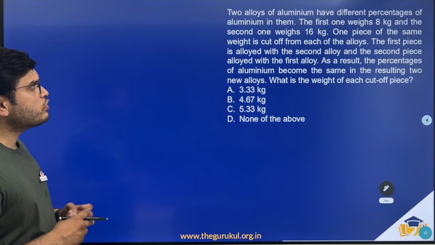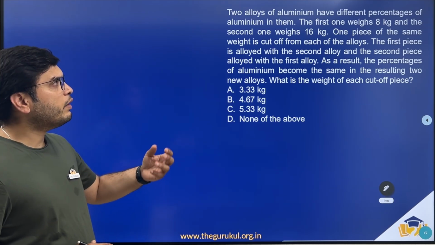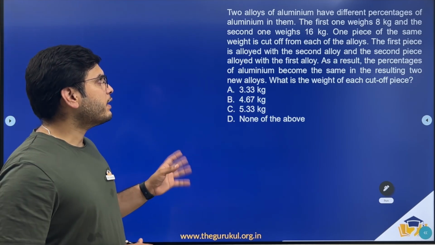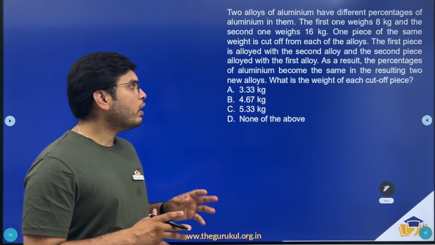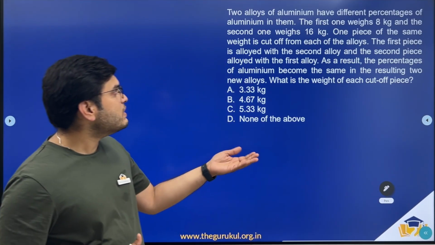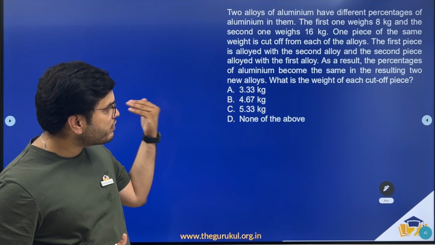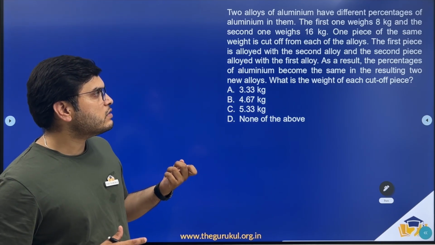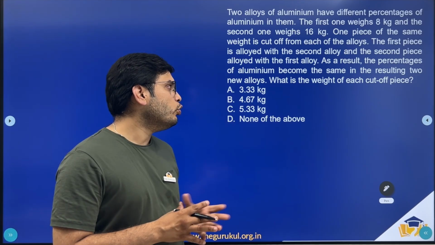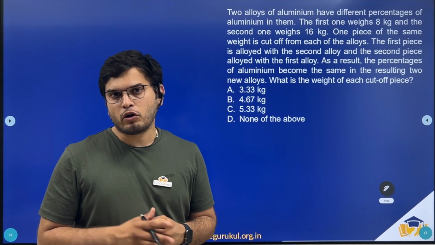Now coming to the first question, two alloys of aluminium have different percentage of aluminium in them. The first one weighs 8 kg and the second one weighs 16 kg. One piece of the same weight is cut from each of the alloys. The first piece is alloyed with the second alloy and the second piece is alloyed with the first alloy. As a result, the percentages of aluminium become same in the resulting two new alloys. What is the weight of each cut off piece?